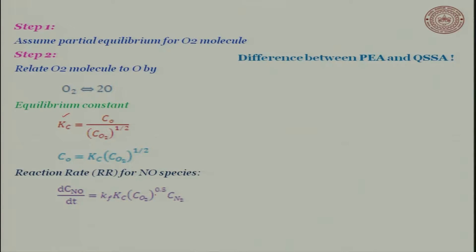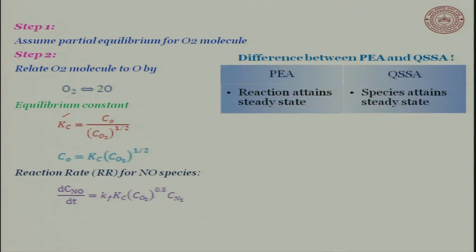This is basically the reaction rate of NO as a function of the concentration of O2 and CN2. Of course Kc is there and Kf is there, but concentration-wise CN2 will be playing a major role, not the oxygen. So, what is the difference between PA and the quasi-steady state approximation? PA is the partial equilibrium approximation. In QSSA the reaction attains a steady state, but in this case species attain the steady state, there is a difference, are you getting?